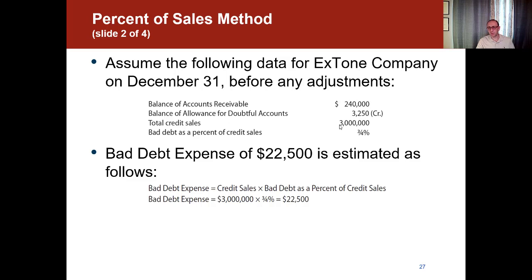Then we have total credit sales of $3 million, and the bad debt as a percentage of credit sales based on our experience is 0.75%, which is less than 1%, so it's 0.75%. So bad debt expense of $22,500 is estimated as follows. How are we going to do that? We get the credit sales, which is the 3 million, multiplied by the bad debt as a percentage of credit sales. So that's 3 million multiplied by 0.75%, and that's going to be $22,500.